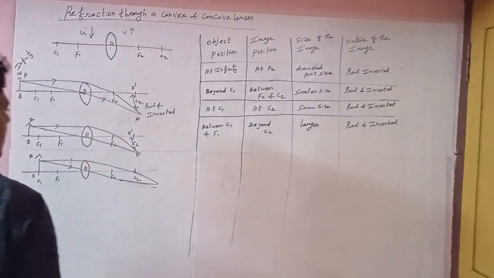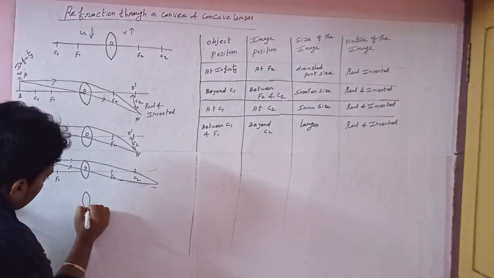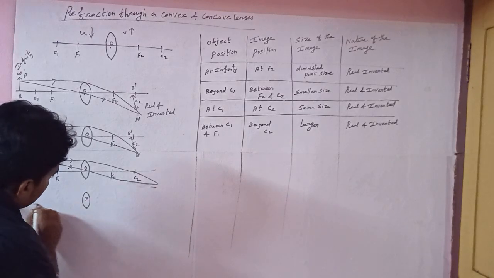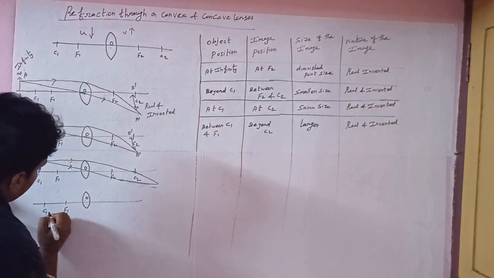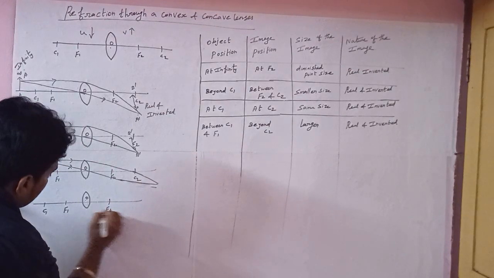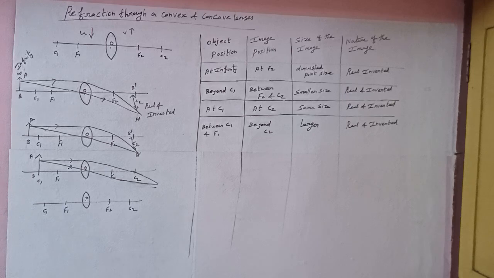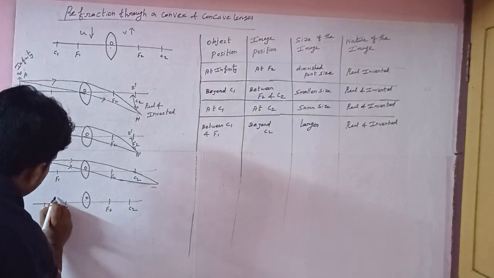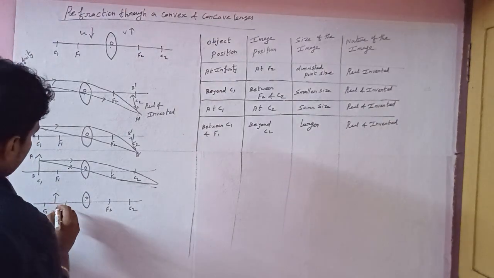So we have to draw the diagram. This is a convex lens. O is the optic center. This is the principal axis. F1 is the object focus and F2 is the image focus. C1, C2 are the centers of curvature. So now the object is placed between C1 and F1.